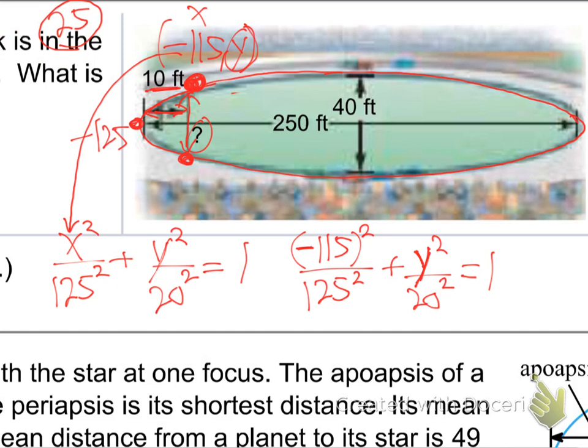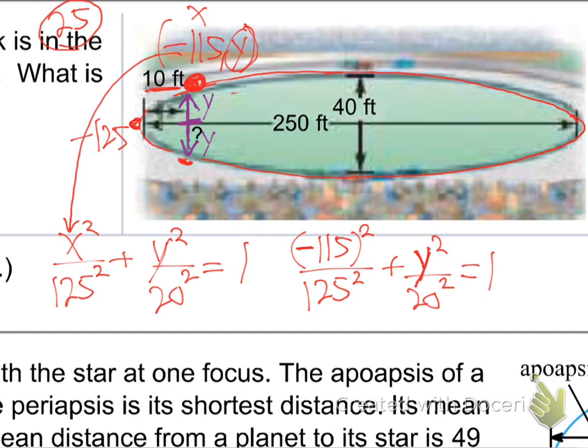Be careful here. No. They want to know what the height is. What do they want to know? Look at the question mark. They want from here to there. That would be 2 times y. Oh, yeah. Right? Because y, remember, y is from the axis up. So it's y up and it's y down. It's 2 times y. Does everybody see that?